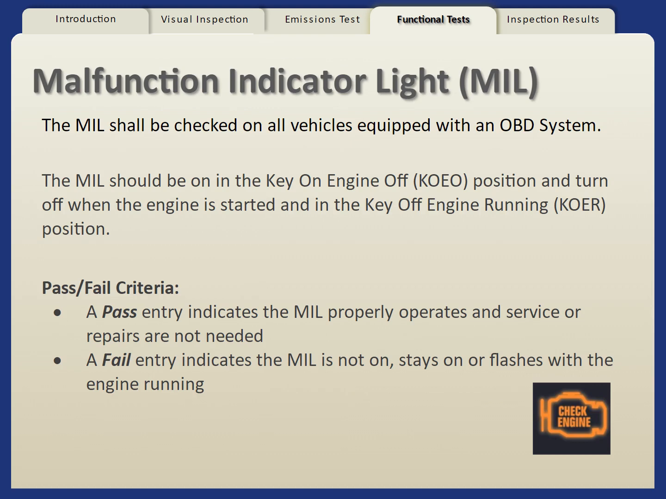To check the MIL, the inspector must turn the ignition to the key on, engine off position, observe the MIL, and then start the engine, key on, engine running. The MIL should be on in the key on, engine off position, and turn off when the engine is started. A pass entry indicates the MIL properly operates and service or repairs are not needed. A fail entry indicates the MIL is not on with the key on, engine off, stays on, or flashes with the engine running.